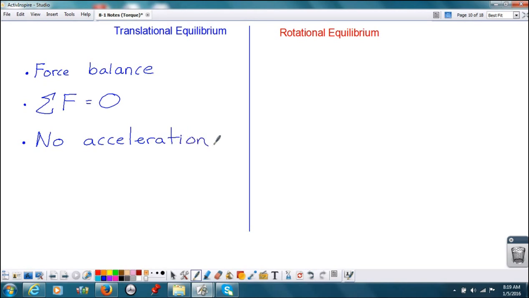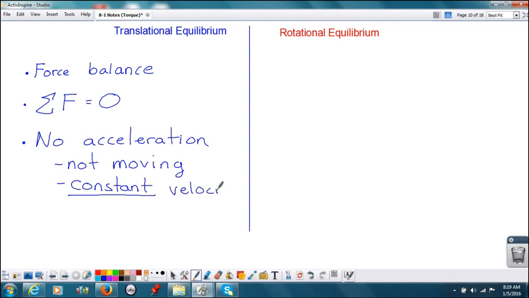Which means that it's either not moving, which is the one I just reviewed, or it's moving, but moving at a constant velocity. Okay, if you recall back, we did a lot of problems where the problem said it was moving at a constant velocity and we had to find a coefficient of friction and things like that. And we used the fact that it was a constant velocity to tell us that the net force was equal to 0, and we got our equations from that.